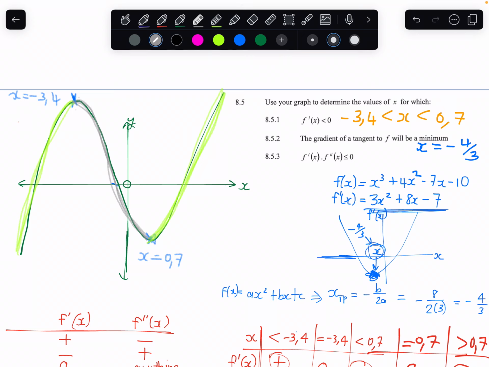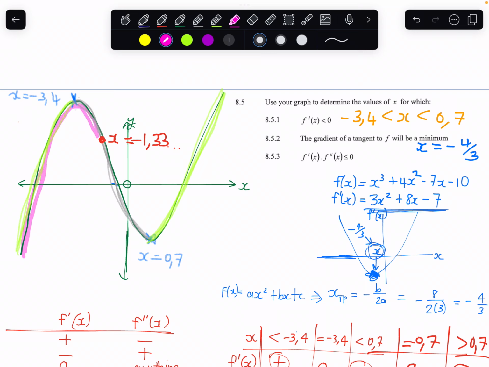Then we also just found out that our point of inflection happens when x is equal to negative 1, 3, 3, blah, blah, blah, somewhere over here. That's where we are changing from concave down to concave up. So let's highlight that for ourselves. It is concave down over here, and then it is concave up over here.